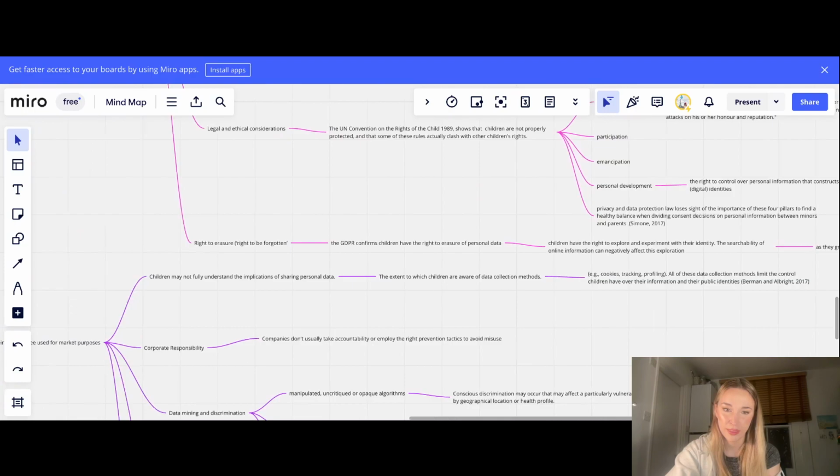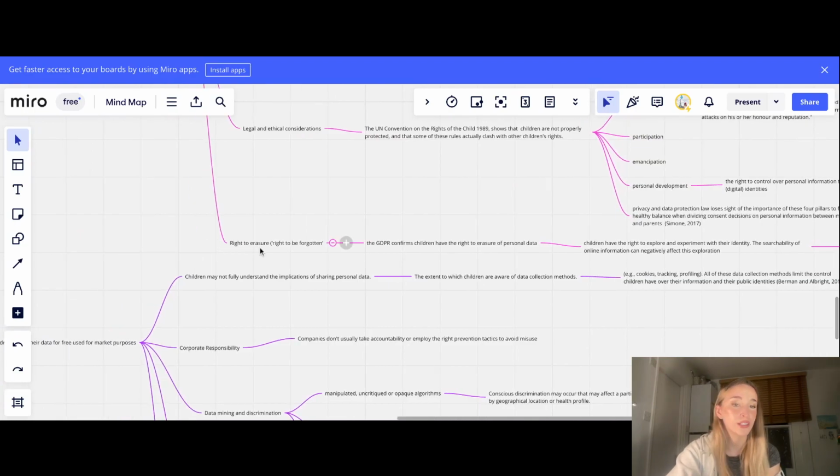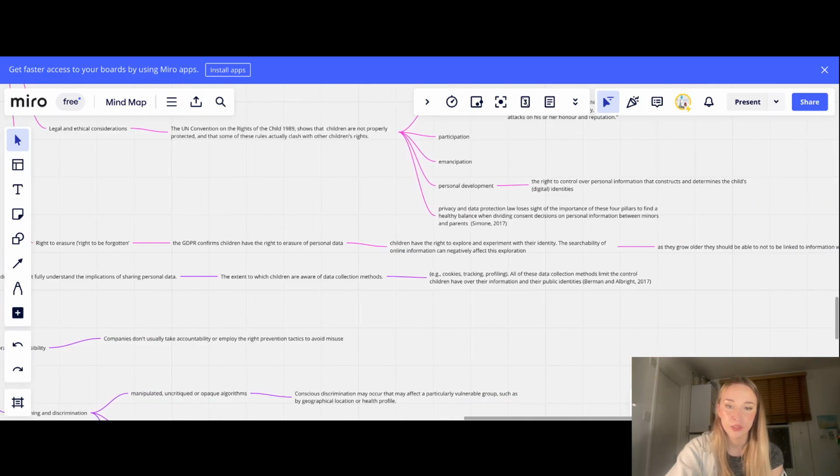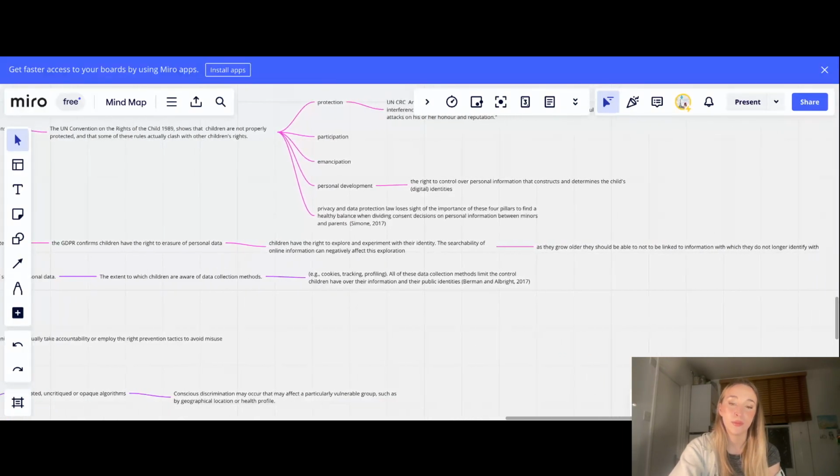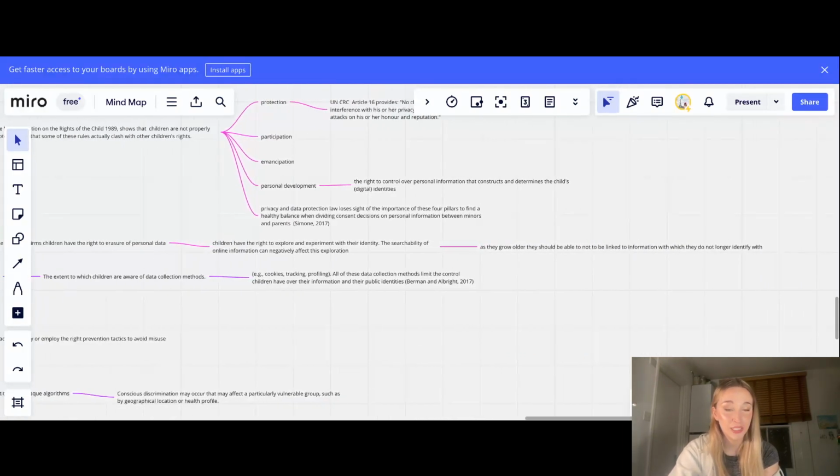Another really important right that I briefly want to mention is the right to erasure, so the right to be forgotten. The GDPR confirms children have the right to erasure of personal data. Children have the right to explore and experiment with their identity. The searchability of online information can negatively affect this exploration. As they grow older, they should be able to not be linked to information which they no longer identify with. This is particularly important when searching for jobs.